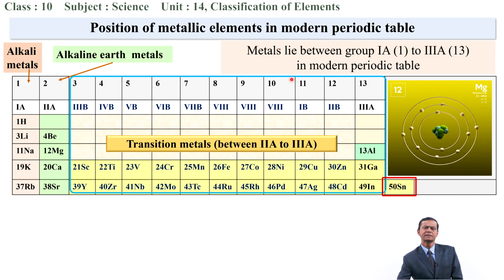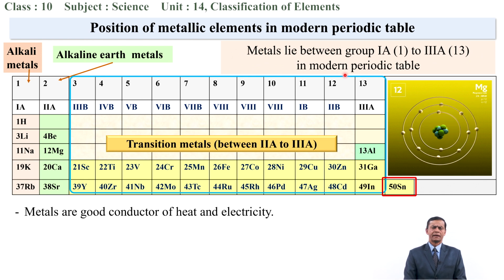So, metals lie between group 1A (group 1) and group 3A (group 13). Group 1 to group 13, these are the metals in the modern periodic table. This is the position of metals in the modern periodic table. And what are the characteristics of metals?